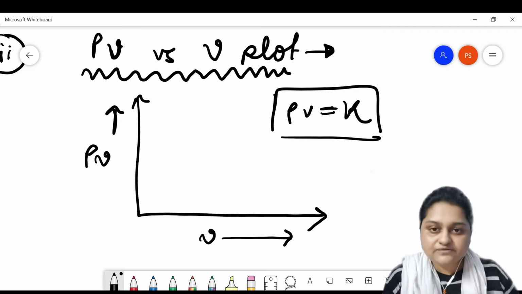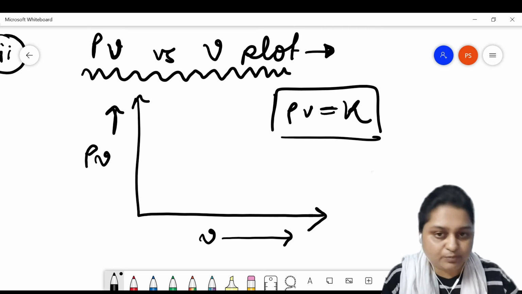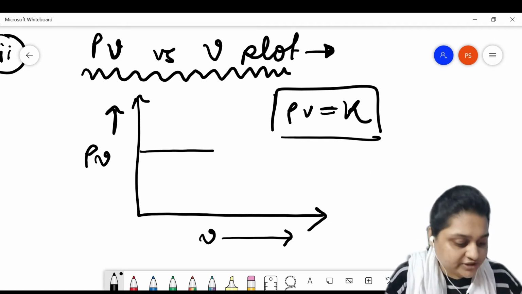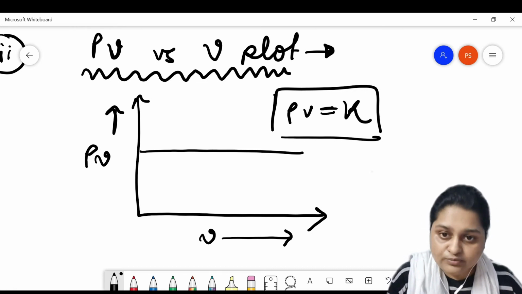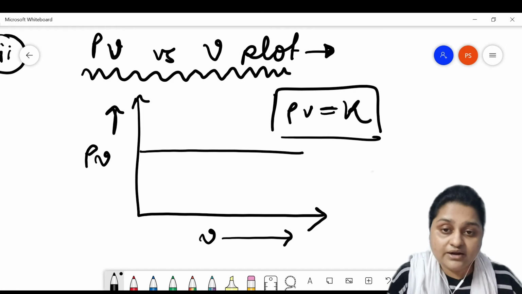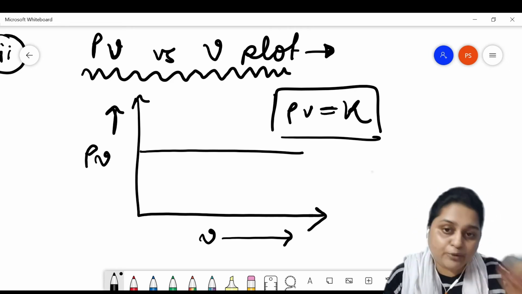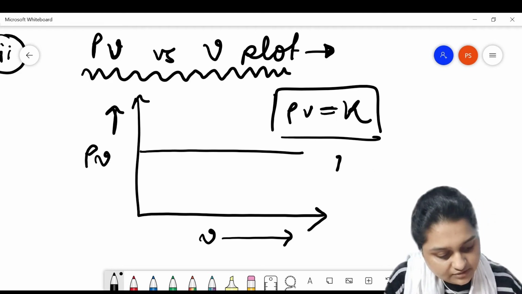Now we know that the PV product is constant. So whatever change of volume I make, the product will remain the same. So this will give a straight line plot which is parallel to the volume axis, meaning that with the decrease or increase in pressure and volume, the product PV is not changing, and this plot also is taken at constant temperature.